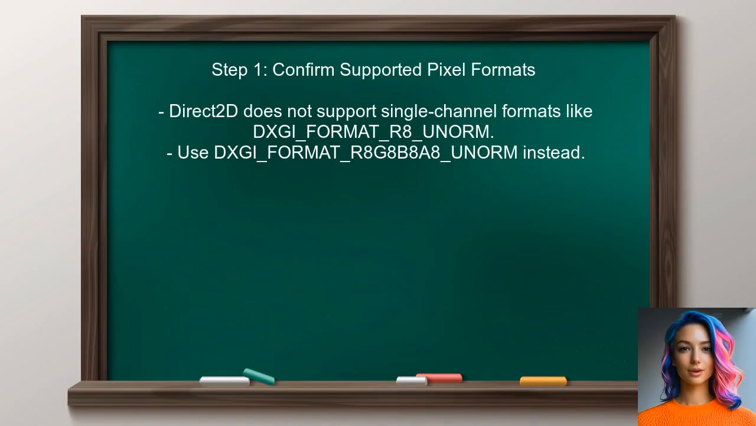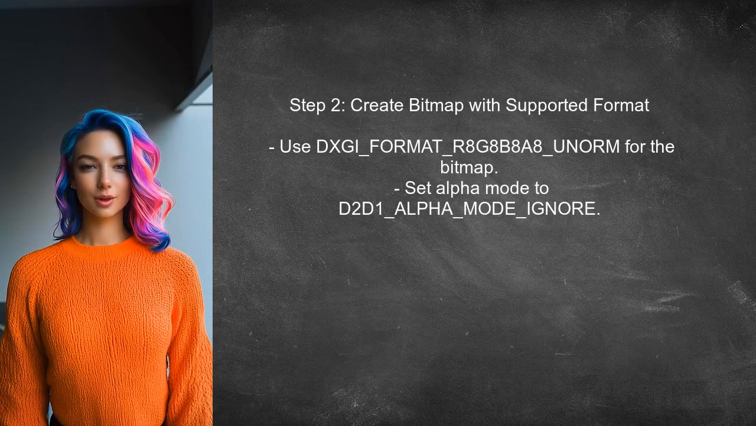To address the issue with rendering a single-channel bitmap in Direct2D, the user should first confirm the supported pixel formats for bitmaps. Direct2D does not support single-channel formats like DXGI_FORMAT_R8_UNORM directly. Next, the user should create a bitmap using the DXGI_FORMAT_R8G8B8A8_UNORM format. This format includes an alpha channel, which allows Direct2D to process the bitmap correctly.